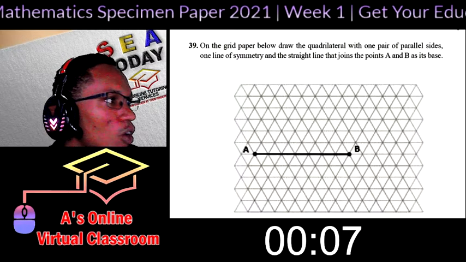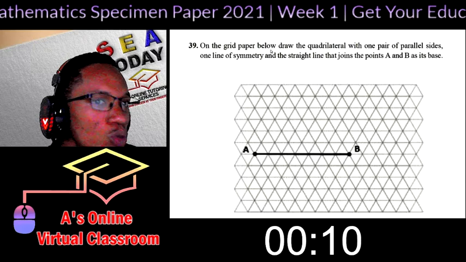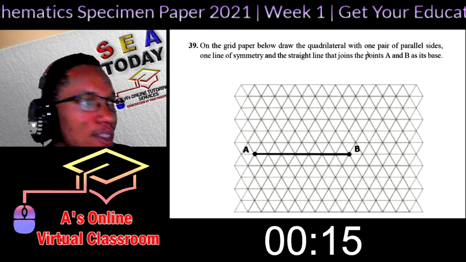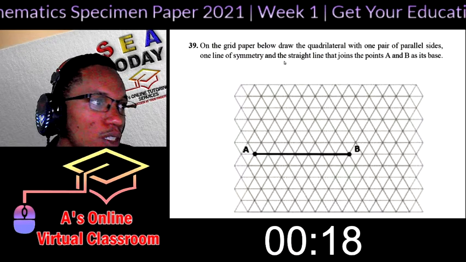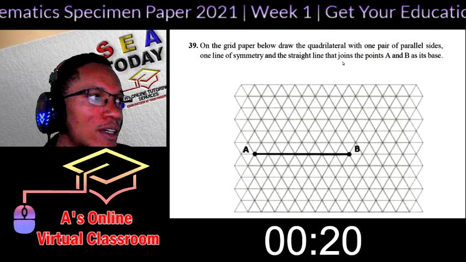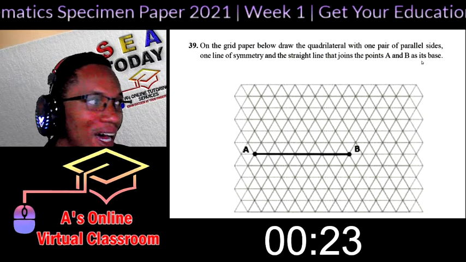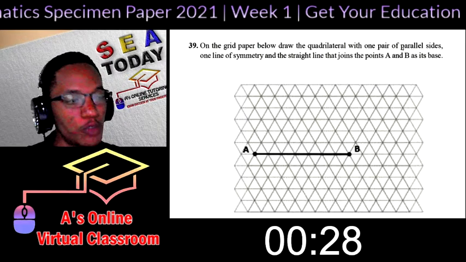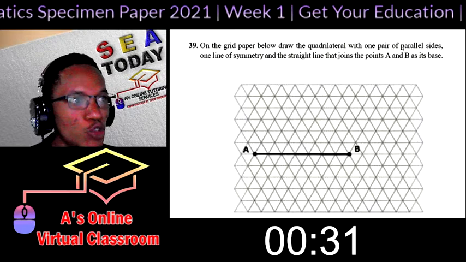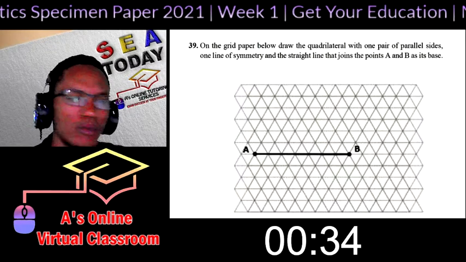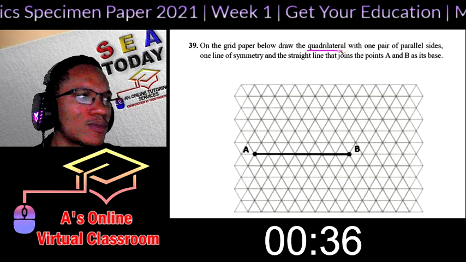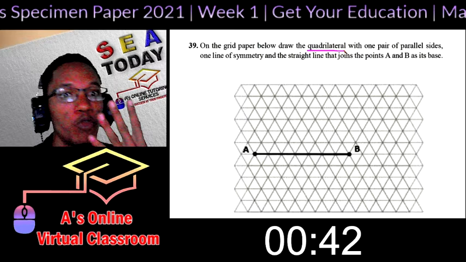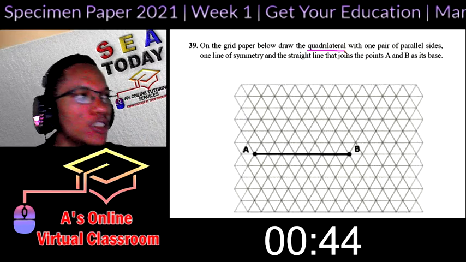It says, on the grid paper below, draw the quadrilateral with one pair of parallel sides, one line of symmetry, and the straight line that joins the points A and B as its base. So this question actually comes in multiple parts. This is the first part of it, where they're asking us to draw a quadrilateral. So what is a quadrilateral? Well, a quadrilateral is any shape that has 4 sides. That's what quad stands for.